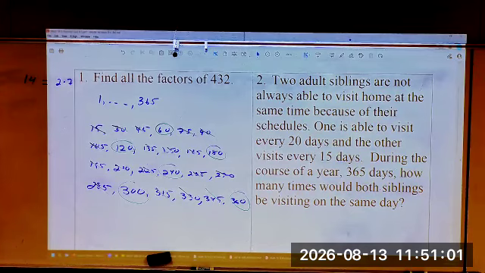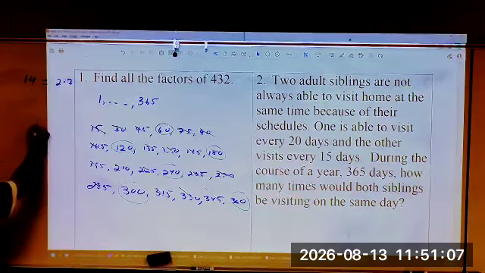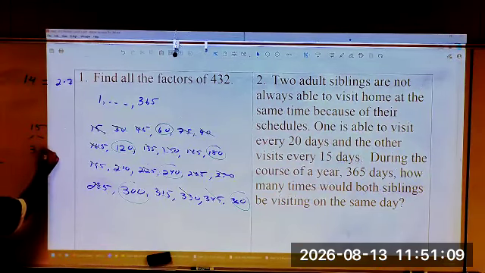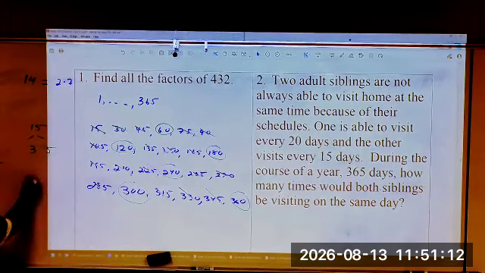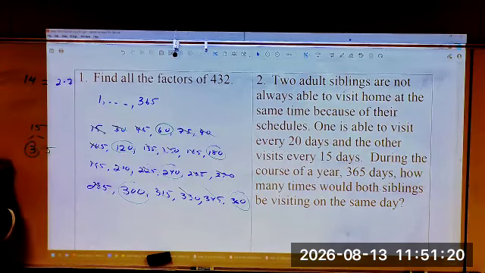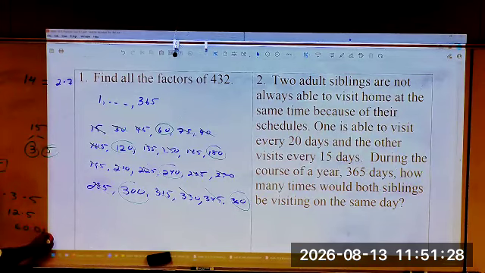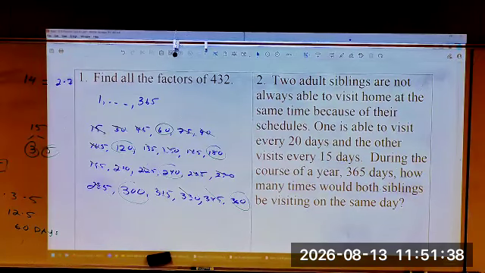20 was 4 times 5, 2, 2 and 5. 15 is 3 times 5. So the answer is going to need the 4, the 3, and it already has a 5. So they're going to be able to meet up every 12 times 5, every 60 days. There's your common multiple. Because that's what they'll both go into.